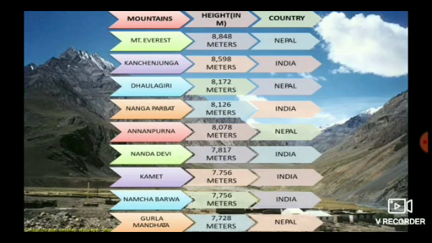And here we have other important peaks, their height and the country in which they are present. Mount Everest is present in the Himalayan range, but it is not in India. As we learned about Asia, Mount Everest is the tallest peak in the world. Its height is 8,848 meters. The other important peaks are also there. You just have a look and read while changing your slides.